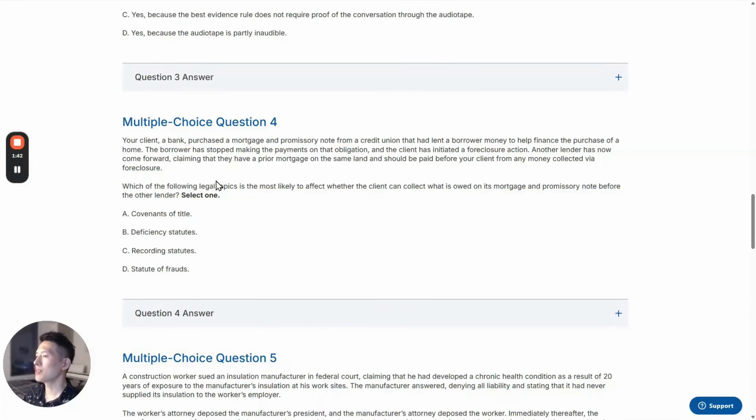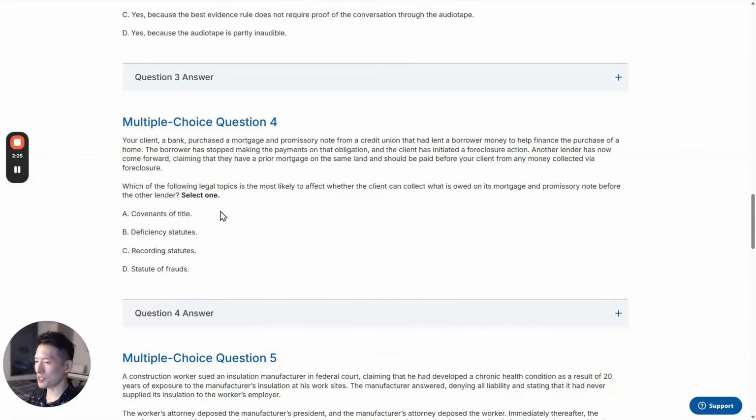So let's take a look at the facts. Your client, a bank, purchased a mortgage and a promissory note from a credit union that had lent a borrower money to help finance the purchase of a home. The borrower stopped making payments on that obligation, and the client, the bank, has initiated a foreclosure action. Another lender has now come forward claiming that they have a prior mortgage on the same land and should be paid before your client, the bank, from any money collected via foreclosure. Which of the following legal topics, another issue identification type question, is the most likely to affect whether the client, the bank, can collect what is owed on its mortgage and promissory note before the other lender?